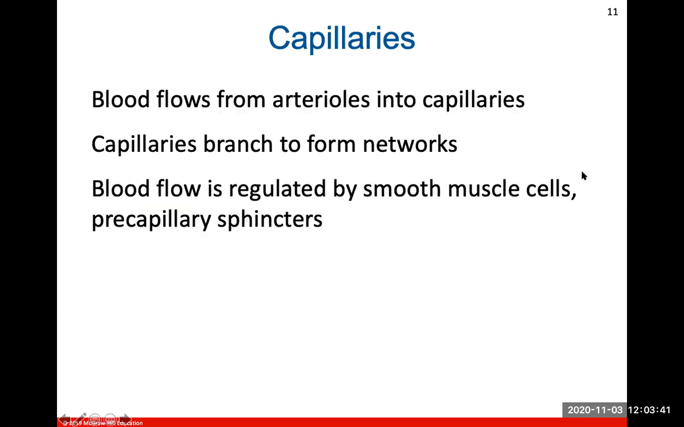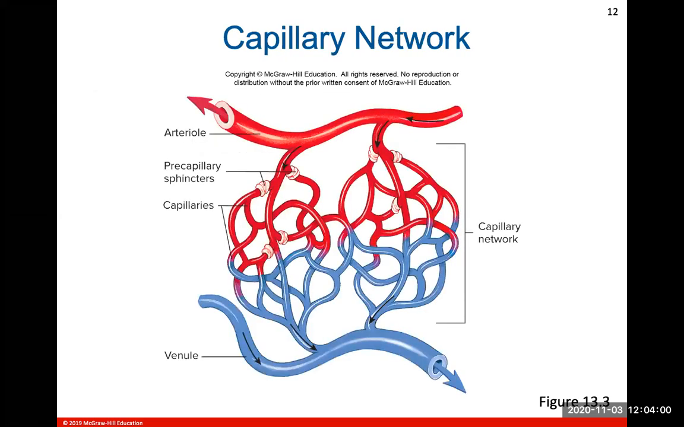So here are the arteries, looking at the different tunic layers between elastic arteries and muscular arteries. And then capillaries are where blood will flow from the arterioles into the capillaries. Capillaries are just branching networks of blood vessels, and blood flow will be regulated by smooth muscle cells into these capillaries. And we call those smooth muscle cells pre-capillary sphincters.